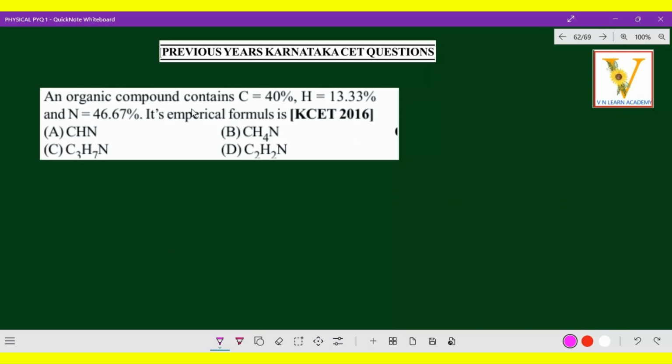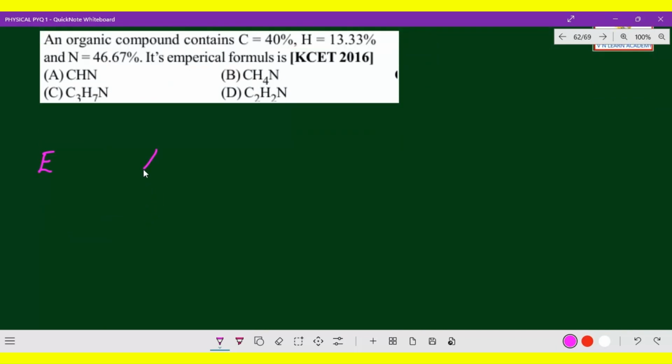An organic compound contains carbon, hydrogen, nitrogen. They have given carbon 40%, hydrogen 13.33%, nitrogen 46.67%. Find its empirical formula. This is very simple. Let us identify an easy way. You just take columns: element, percentage composition, atomic mass, percentage ratio, least whole number ratio, and empirical formula.